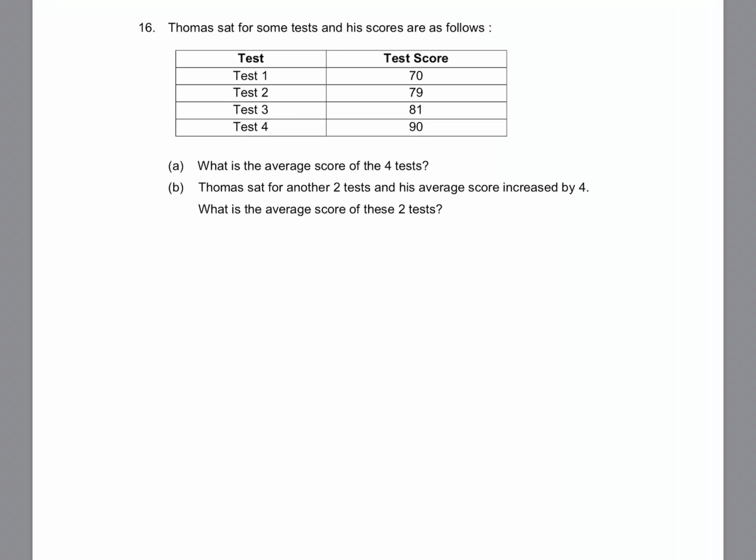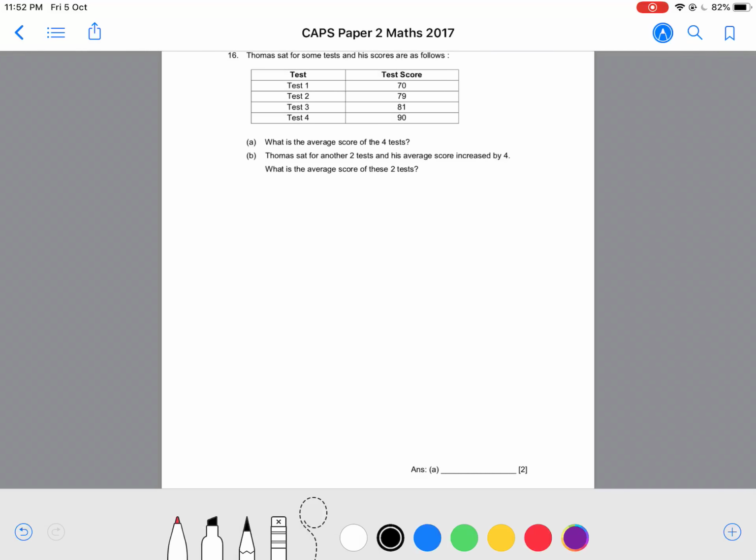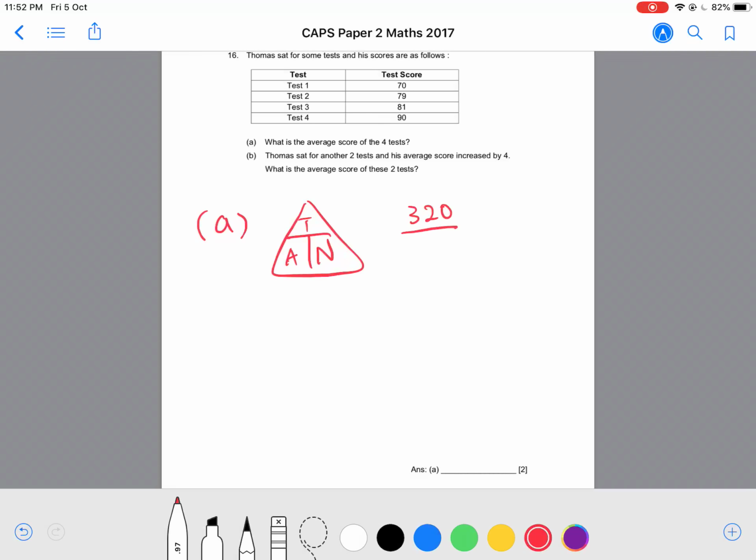Now, easy question, easy average. Part A, I will not want to go through because part A is just applying the formula, total over the number, right? So the total is 320 over the number, which is 4 tests. That's going to give you 80 as the average.